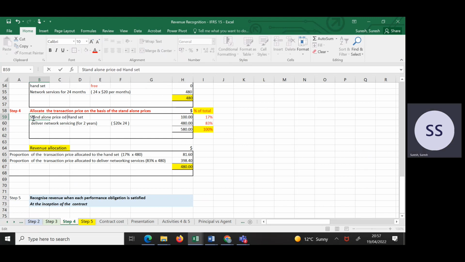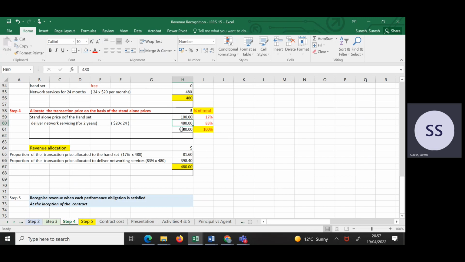So I have the standalone price of the handset, $100, and I know each month would cost me $20. So the standalone price, if you're going to buy only the networking service, will cost me $480, right? That's the contract, and $480 would be only for the network. If I have the phone, I can ask them to give me only the network services, so it may cost only 480.